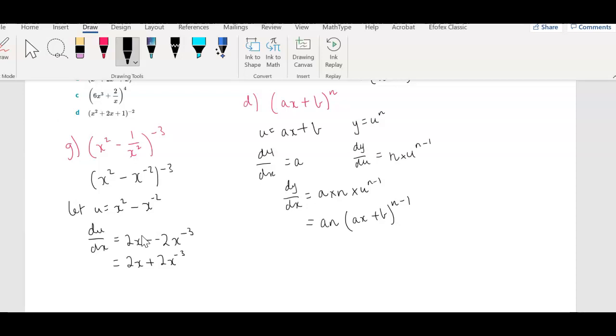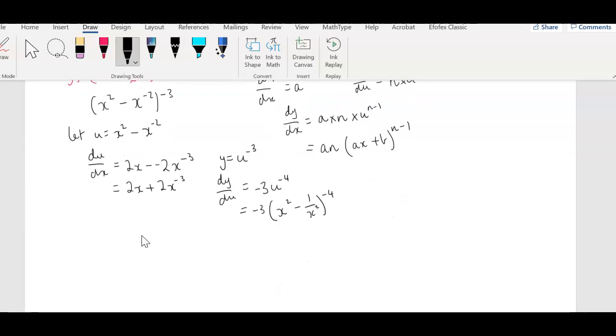So now I'm going to do dy/du. y is equal to u to the power of negative 3, so dy/du is equal to negative 3u to the negative 4. You can substitute u in here or at the end like I did in the previous one: x squared minus 1 over x squared. You should really write your powers as positive, so you can see I've rewritten that as 1 over x squared.